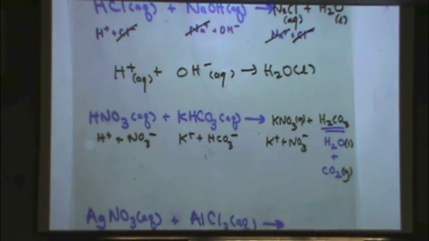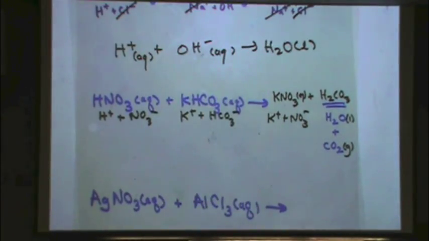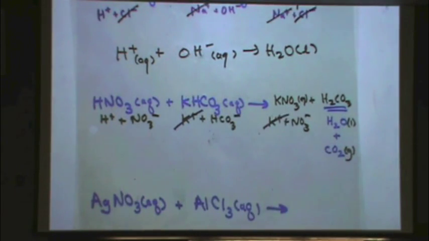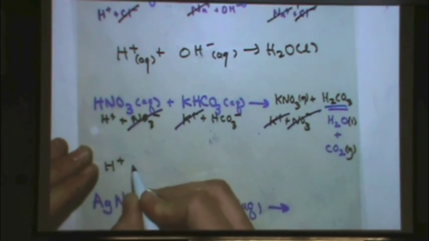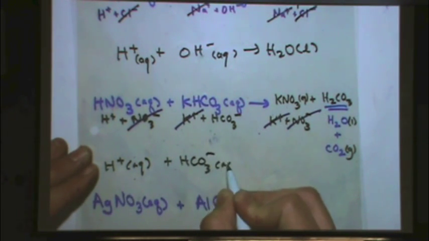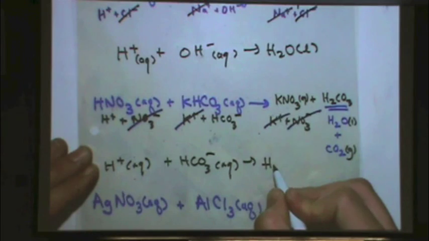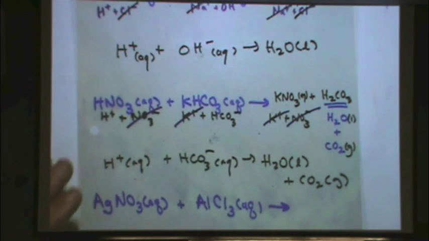So for strong electrolytes only, I'm separating that into ions. That's by definition what electrolytes do. They separate out into ions. And let's see what cancels. K plus is on both sides. NO3 is on both sides. That's it, I think. So here, we get a H plus, the ion's aqueous. We get HCO3 minus, that's aqueous. And then we have H2O, liquid, plus CO2, gas. Okay? Any questions on that one?